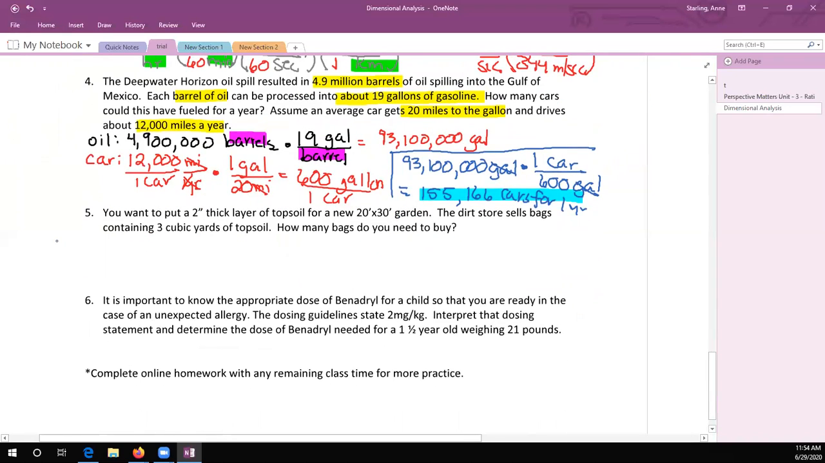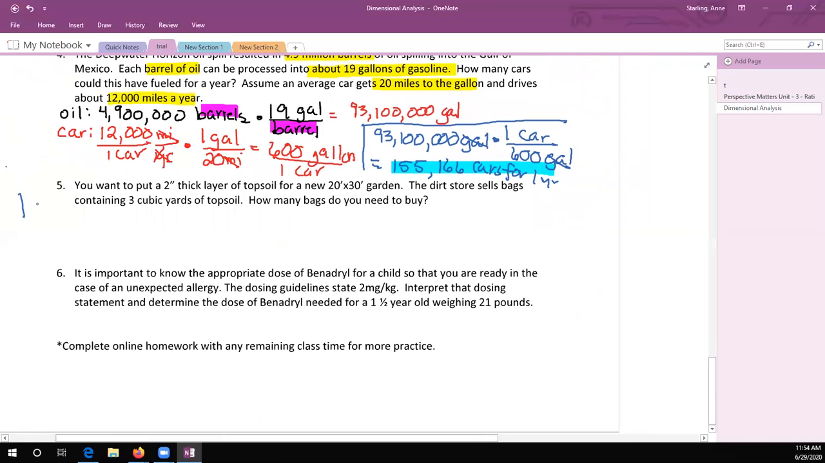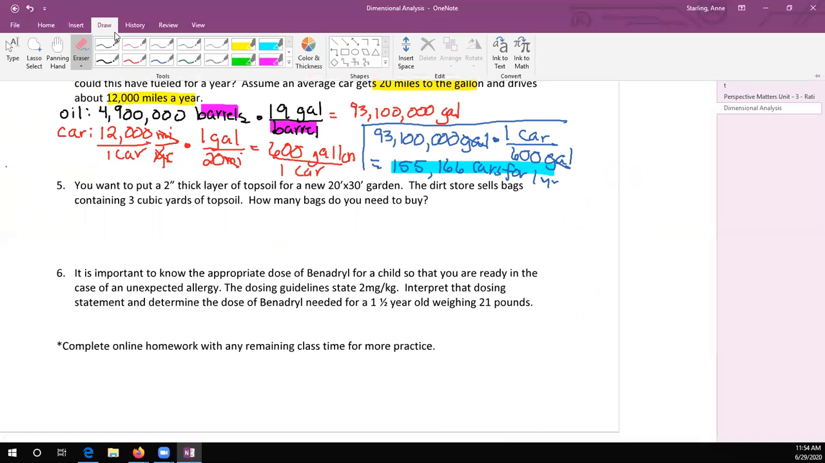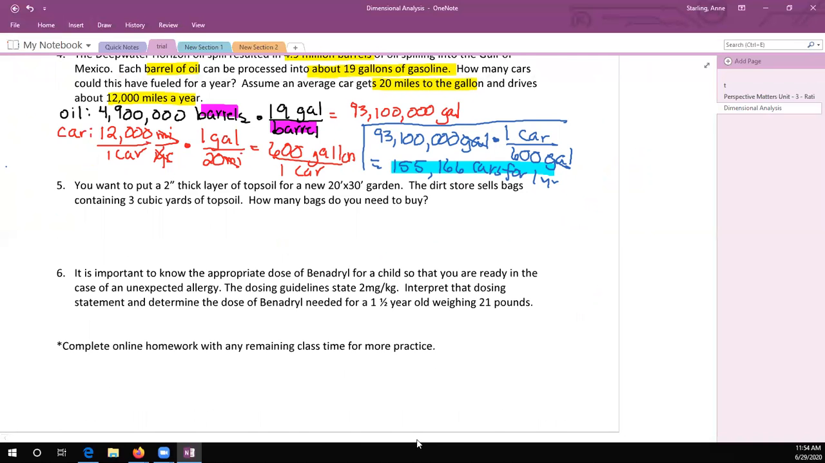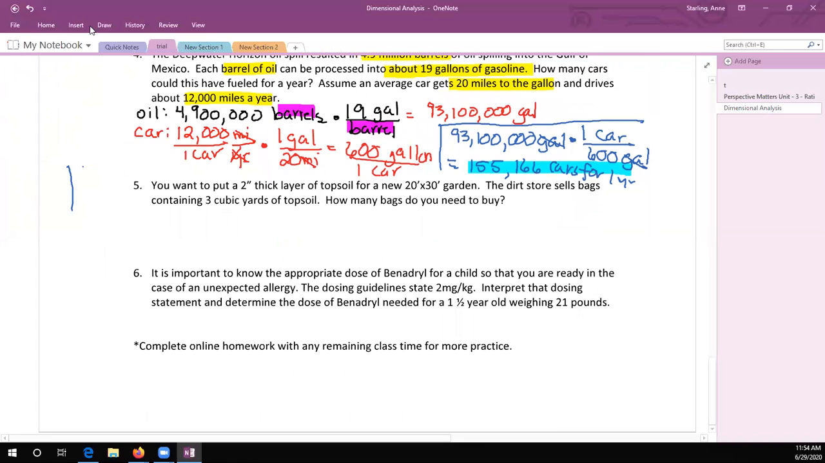So next we want to put 2 inches of topsoil on your 20 by 30 garden. We are sold topsoil in cubic yards. So think for a second how a garden works. You would fill the area of it, but then you would also fill it in terms of volume. So I want to put a 2 inch thick layer, as well as fill the whole base, which is an area formula.